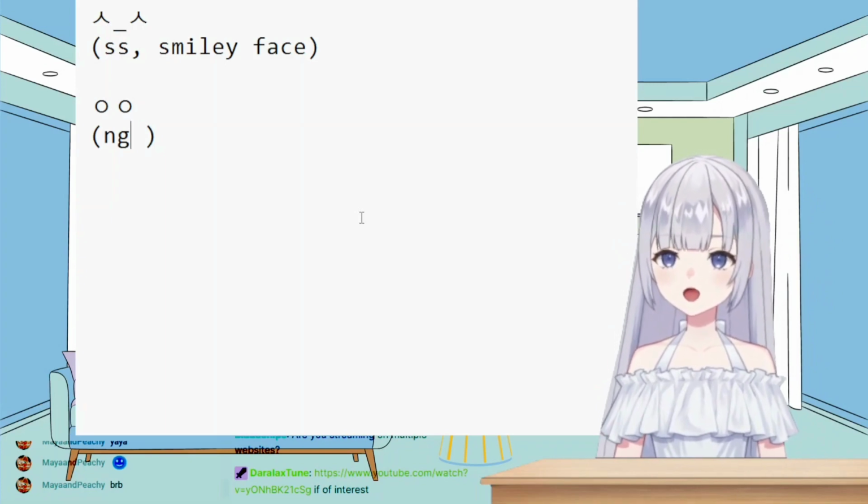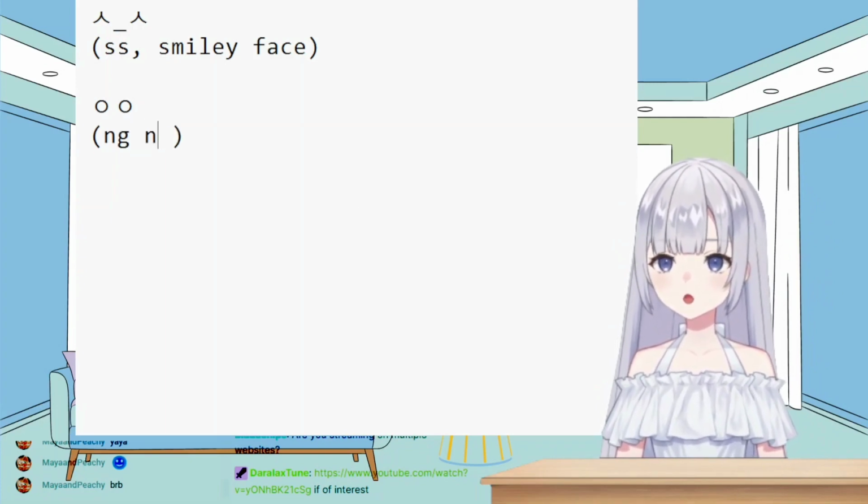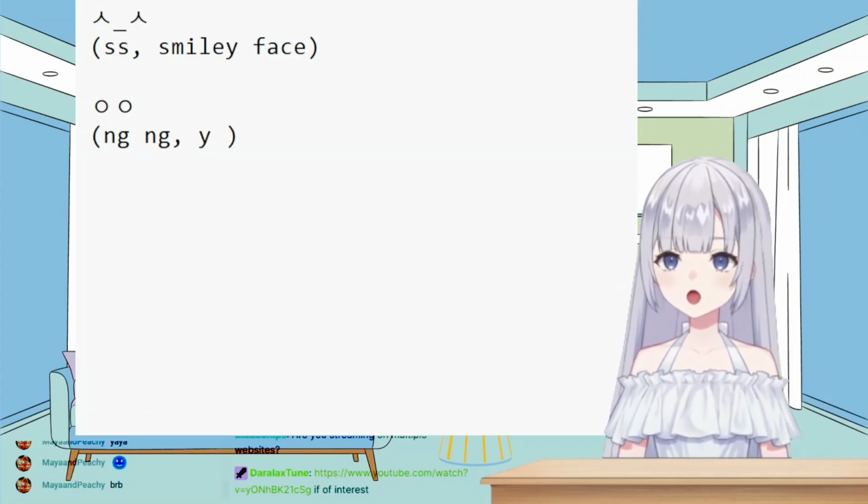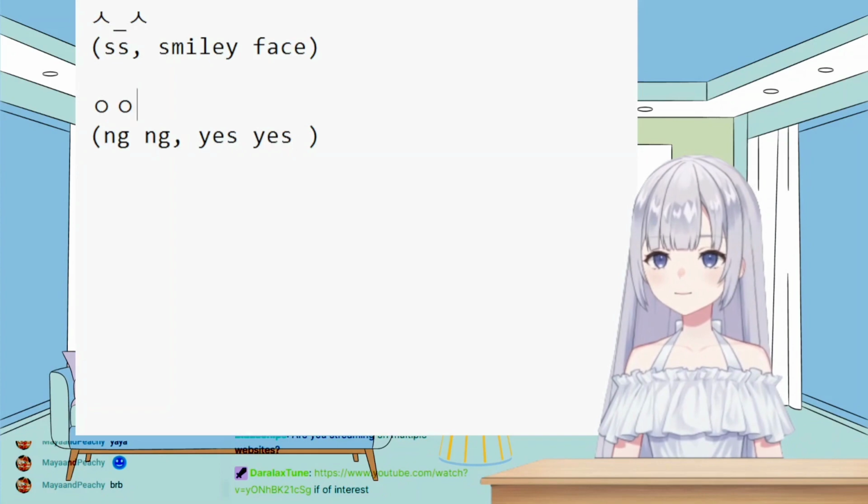When there's two like this, which I really use a lot, that means um um um. So that sounds like yes yes. That means yes yes.